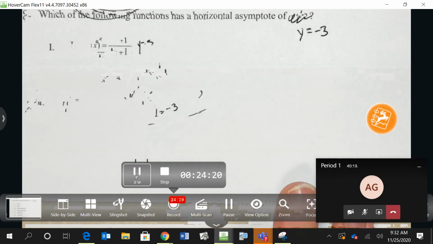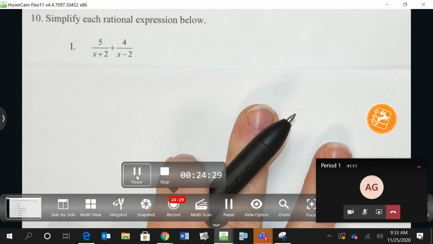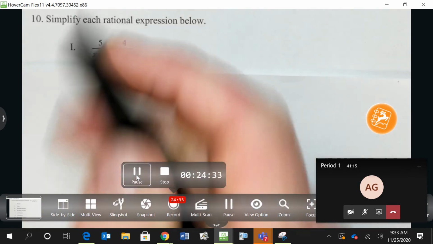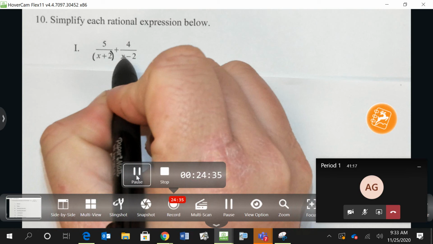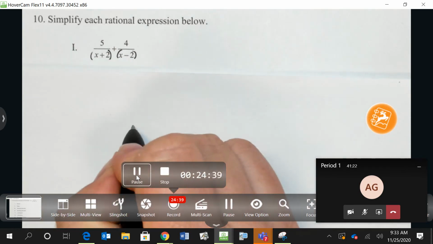2 problems left on this review. In problem number 10, there are 5 different parts, and each part gives you a different expression and asks you to simplify it. So how do I combine 2 fractions? Well, I need to have the same common denominator. The x plus 2 and the x minus 2 are different. When I'm adding or subtracting, I need the same common denominator.